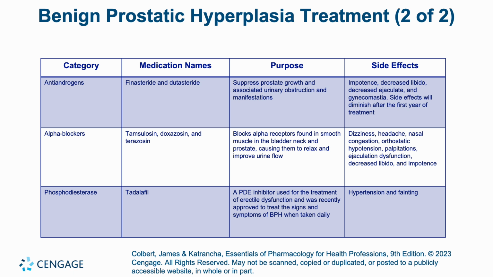Last, your phosphodiesterase. The medication name that they give is tadalafil. It is a PDE inhibitor used for the treatment of erectile dysfunction and recently approved to treat the signs and symptoms of BPH when taken daily. Side effects are hypertension and fainting.